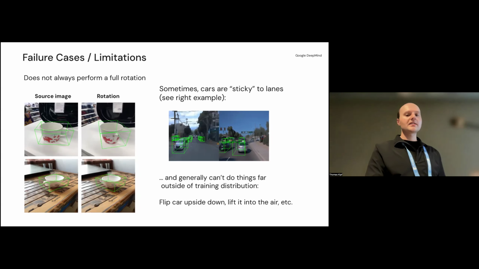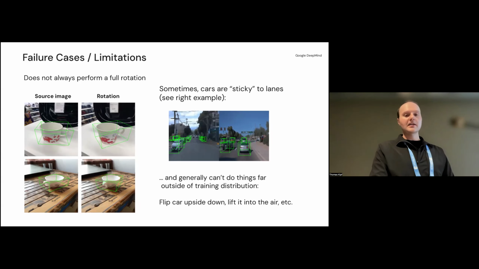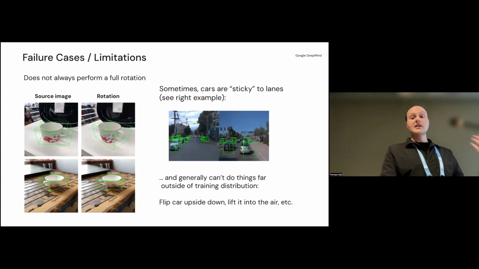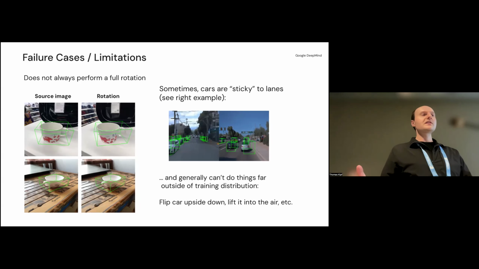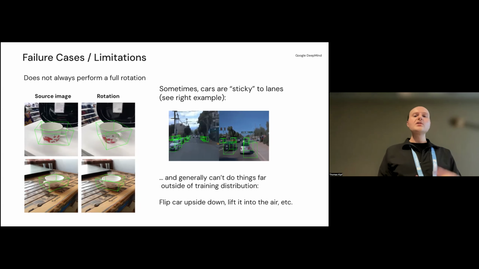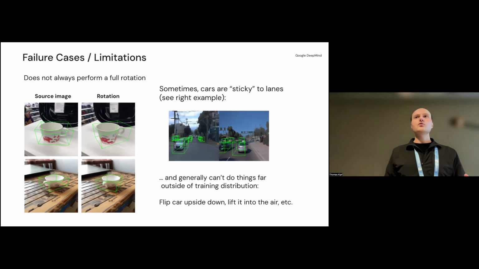And generally, it cannot do things that are far outside the training distribution. Like it cannot flip a car upside down, it cannot lift it into the air, etc. An interesting question is when do we see these things emerging? Do we actually ever need to see a car flipped upside down or lifted into the air in a training data set?